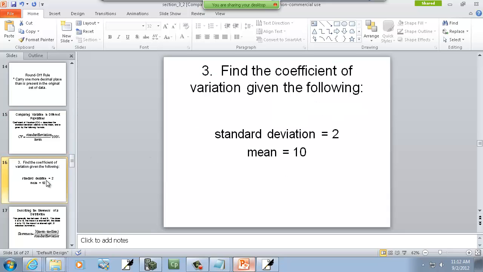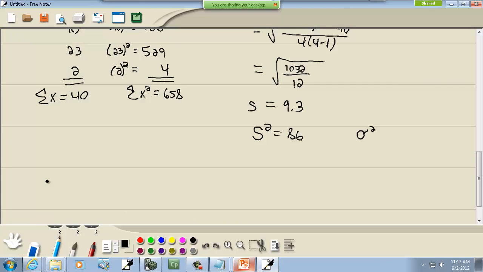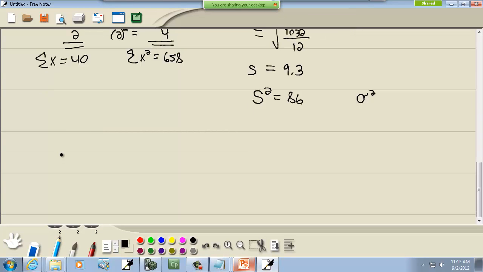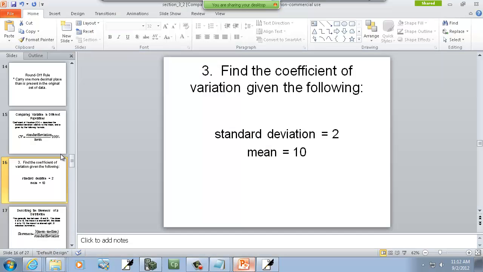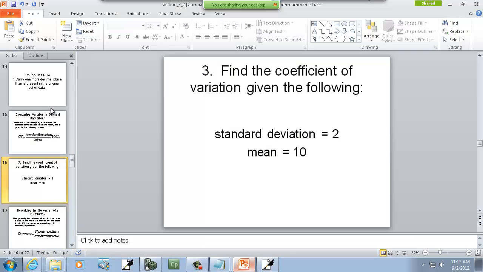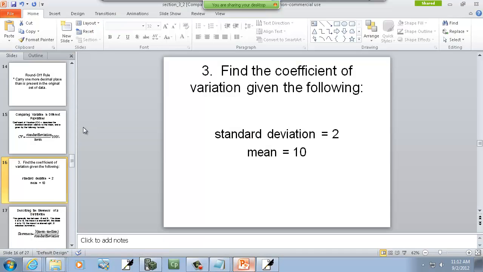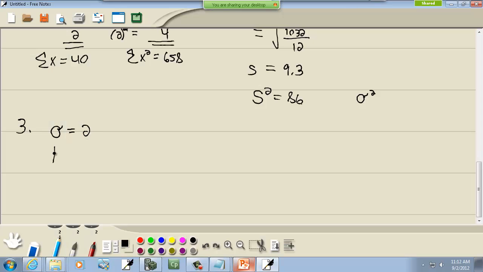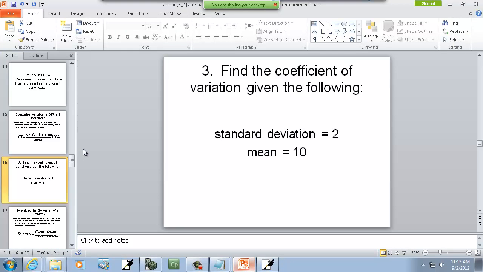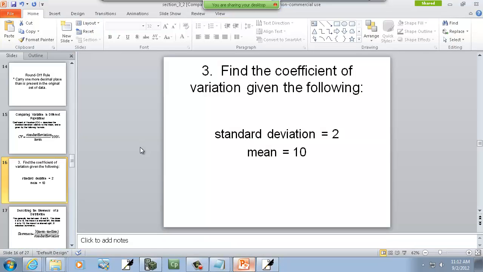Let's take a look at an example on that. And actually, let me save that page, and I got room for one more. Okay, so standard deviation, and let me say it's population values. So population standard deviation is sigma. So sigma is 2, and mu is our population mean, which would be 10. And it says find the coefficient of variation.